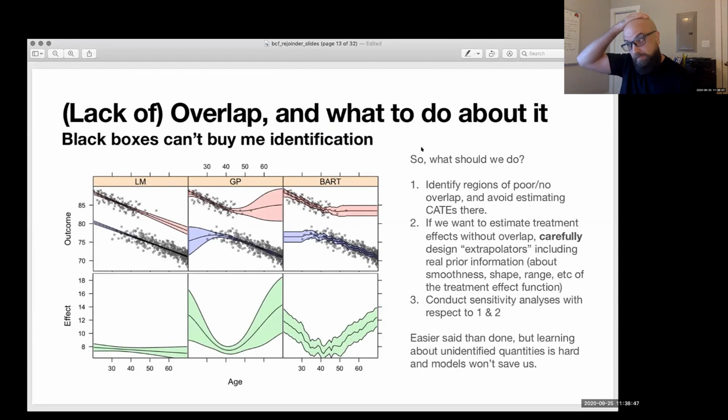So what do I mean about that? So what are we going to do? There are a few things that we can do. One would be to identify regions of poor or no overlap and just avoid estimating CATEs there. Jason and Arman referred to this as trimming.